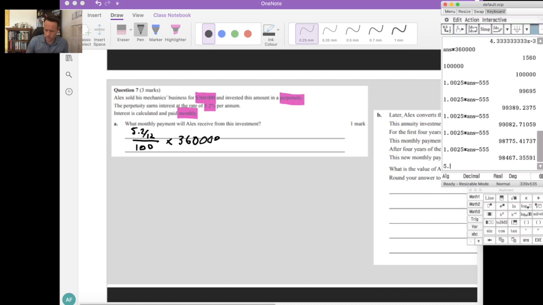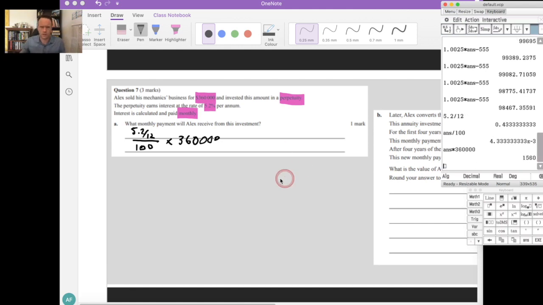Let's run through that. 5.2 divided by 12, divide that by 100, times that by 360,000. Just checking if I've got enough zeros there. Yep, all good. And his monthly income is $1,560.